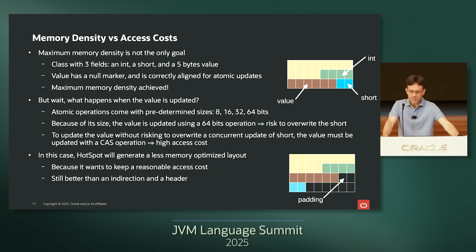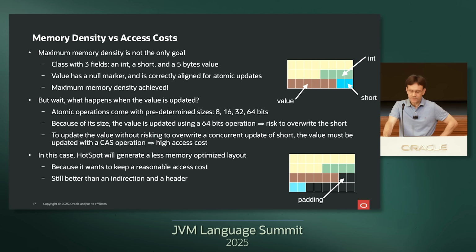But what happens if we try to update the value? The atomic operations come with predetermined sizes: 8, 16, 32, 64 bits. Because of its size, the value is updated using a 64-bit atomic operation, and there is a risk of overwriting the value of the short field. We could prevent that, for instance, by using a compare-and-swap operation to ensure there is no concurrent write to the short field while updating the value. But compare-and-swap is a very expensive operation.